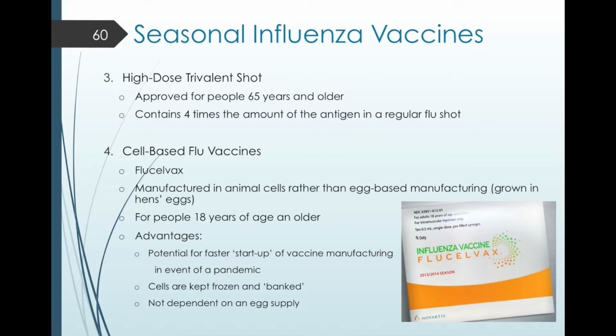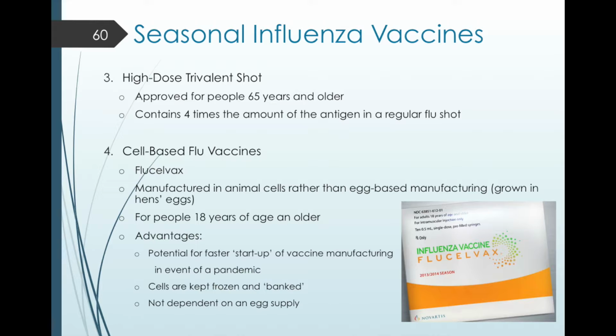The third one, a high-dose trivalent shot. This has 3 strains in it as well. This one is for people 65 years and older, and this has 4 times the amount of the antigen that's in a regular flu shot, because it has been shown that people over the age of 65 generally require more antigen on board in order to get more of a response from the flu shot.